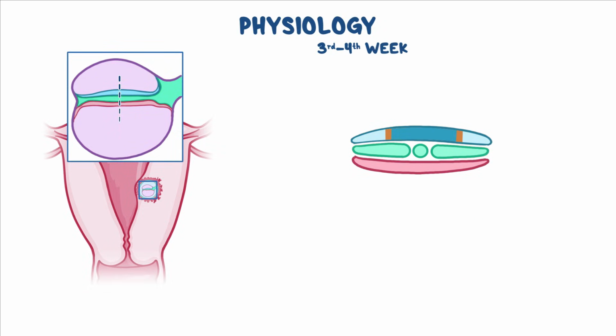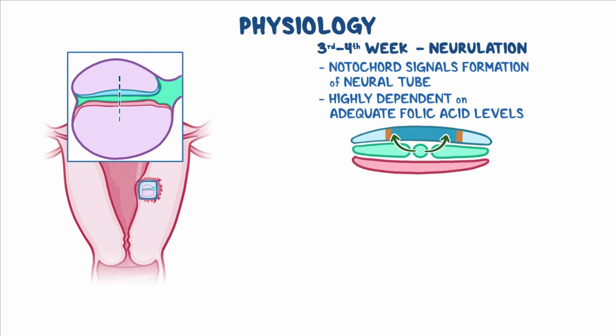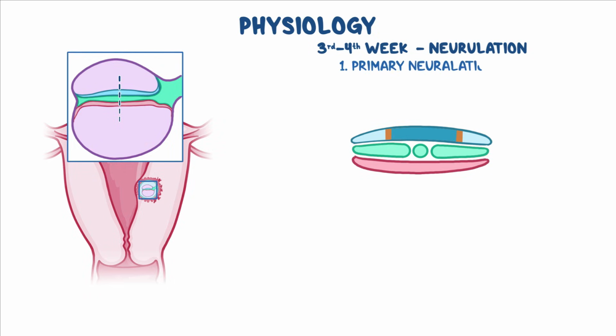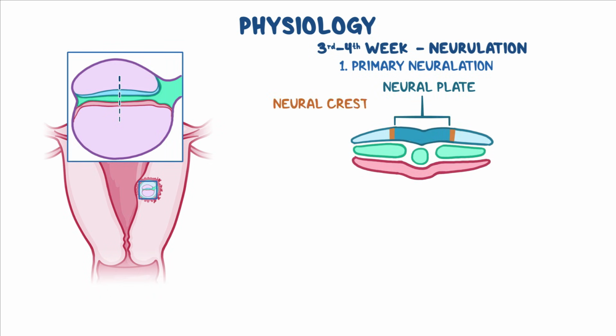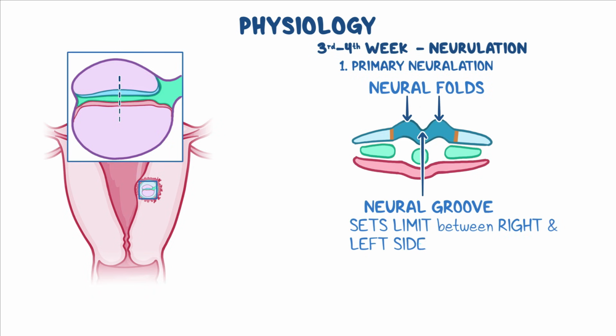During the third and fourth weeks of development, the notochord signals for the formation of the neural tube through a process called neurulation, which is highly dependent on adequate folic acid levels. Neurulation progresses in two stages. Primary neurulation begins when the ectoderm right above the notochord thickens and gives rise to the neural plate. At both ends of the neural plate, there are neural crest cells, and beyond them, the ectoderm that gives rise to the epidermis. Soon after, the edges of the neural plate thicken and tilt upward, forming the so-called neural folds. This allows for a U-shaped neural groove to form, which sets the limit between the right and left sides of the embryo.